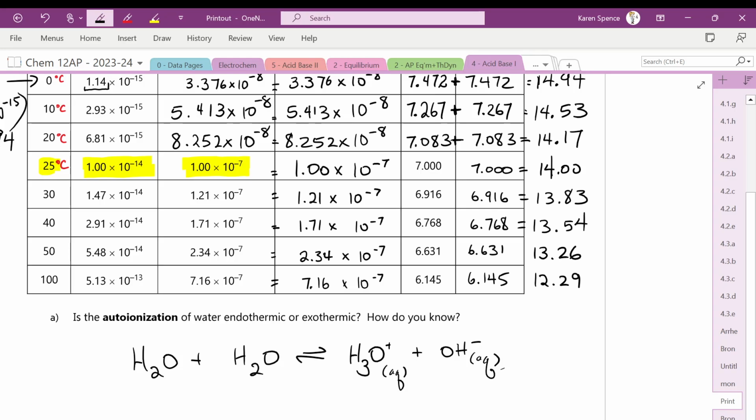Okay. As temperature increases. Anyone want me to read their explanation or help them solve the problem? Okay. Why does he come over here? Yeah. Yes. Good.